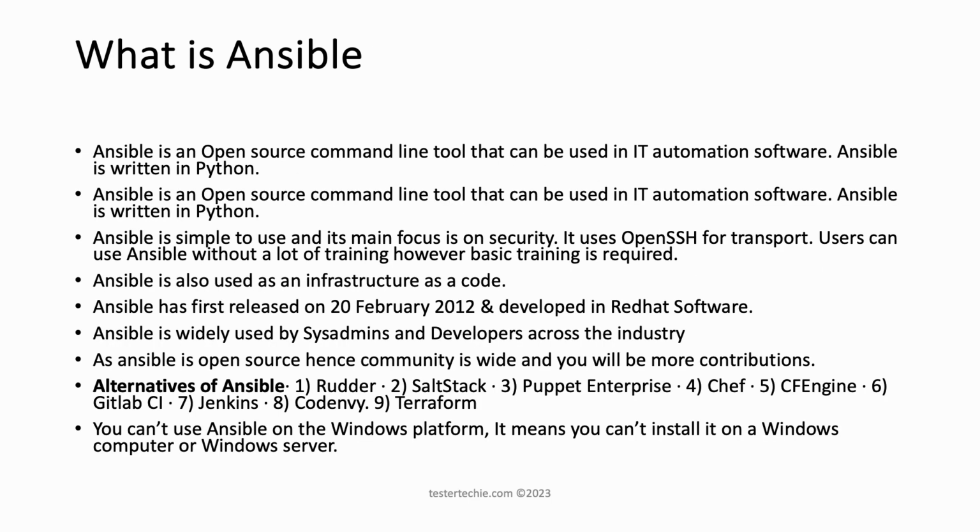Okay, I talked about what is Ansible already. There are some alternatives of Ansible also, which I feel we should at least know the tool names. Some are Rudder, Salt Stack, Puppet, Chef, CFEngine, GitLab CI, Jenkins, Terraform. Each tool has its own advantage and is built for one purpose or another, but Ansible is very widely used.